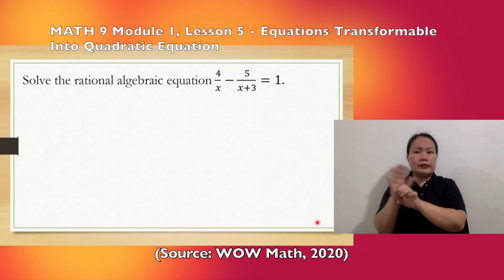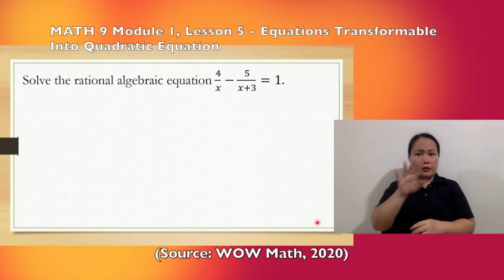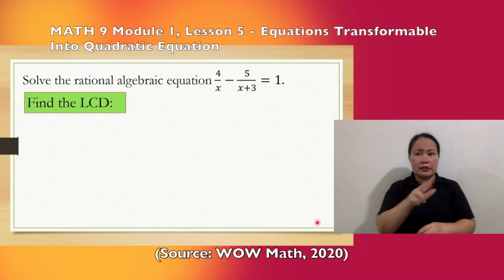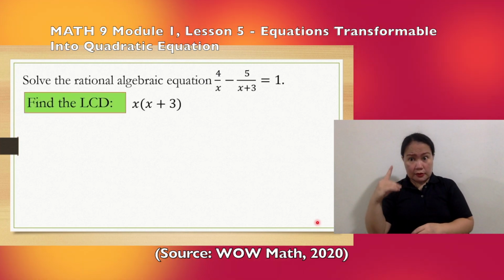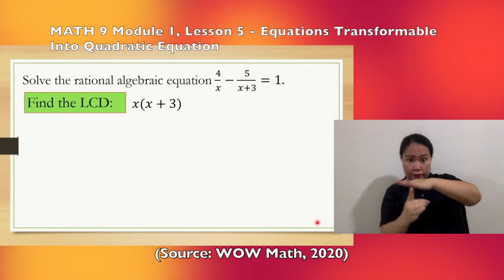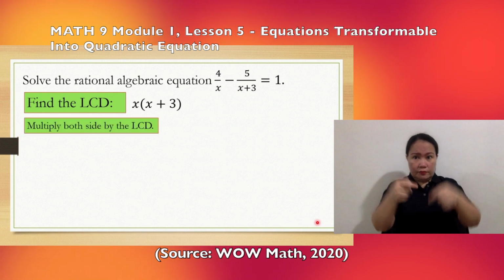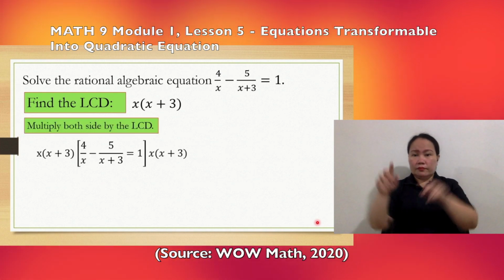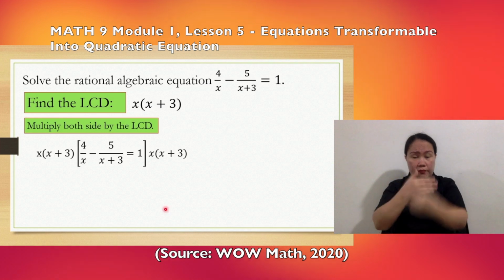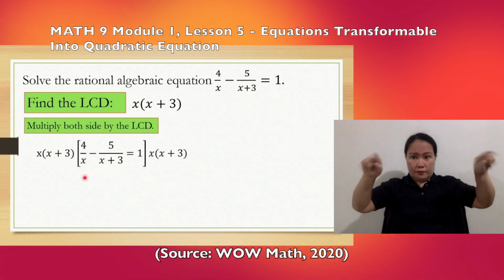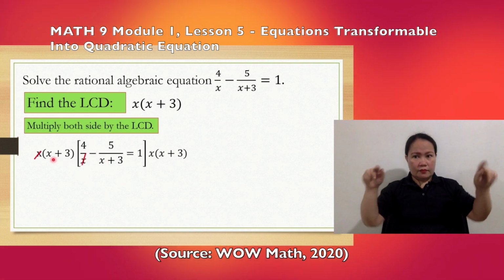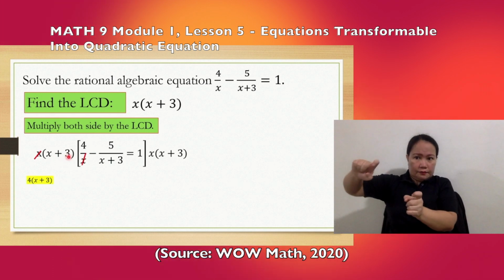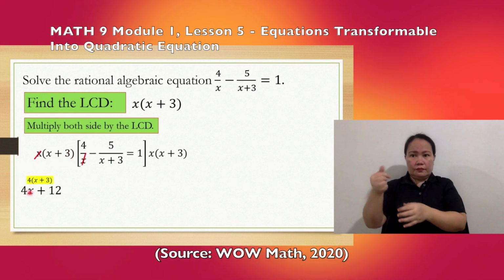Another, we have 4 over x minus 5 over x plus 3 is equal to 1. Find the LCD. So yung LCD natin dito is x times x plus 3. Multiply both sides by the LCD. So multiply muna natin yung LCD kay 4 over x. So makakancel natin si x, so may iwan natin yung x plus 3. Multiply kay 4, the answer is 4x plus 12.